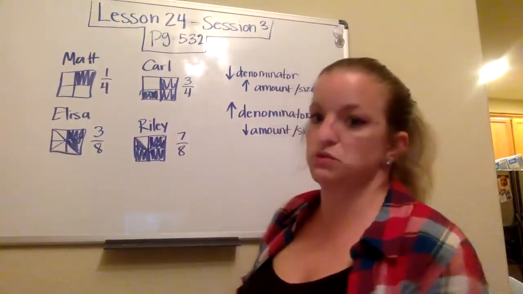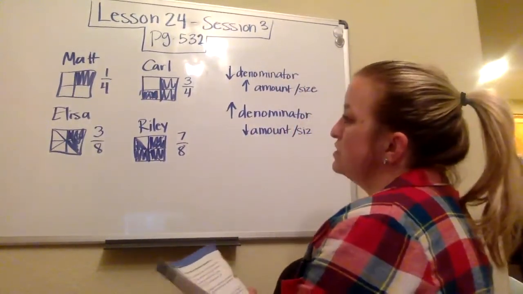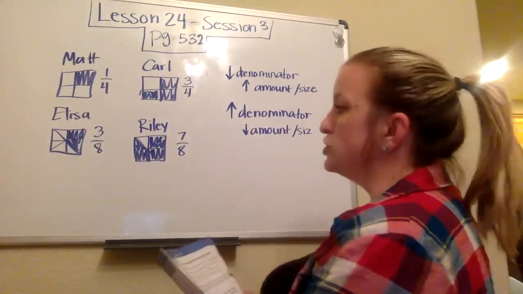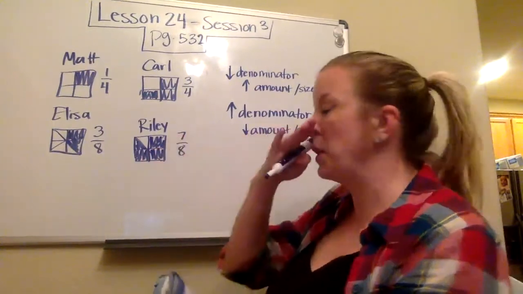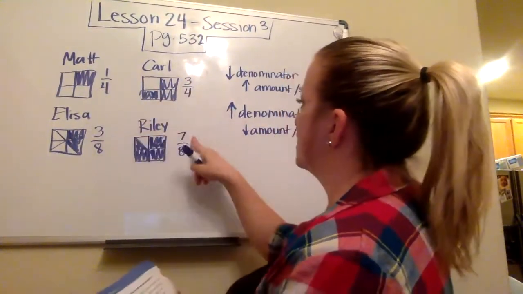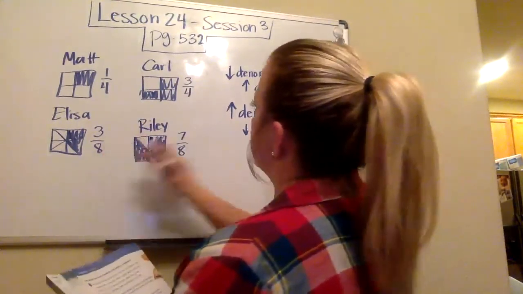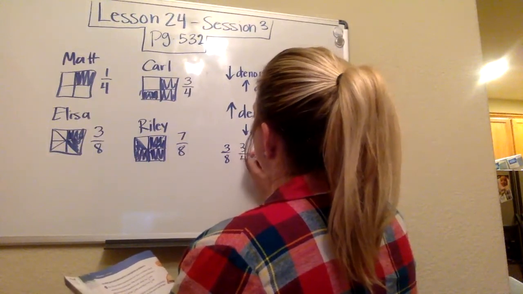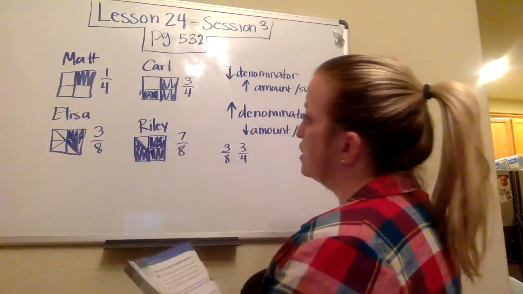So a word problem means we're going to have to write it out. We also need to look for 2 that have the same numerator. The numerator is the number that's on the top. So I'm going to say 1, 3, 3, and 7. So I'm dealing with 3/8 and 3/4. Which one is greater?